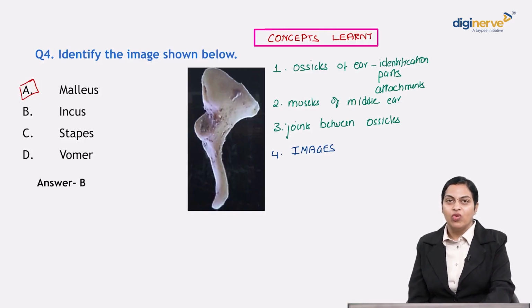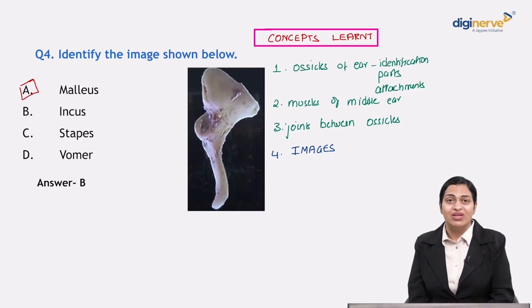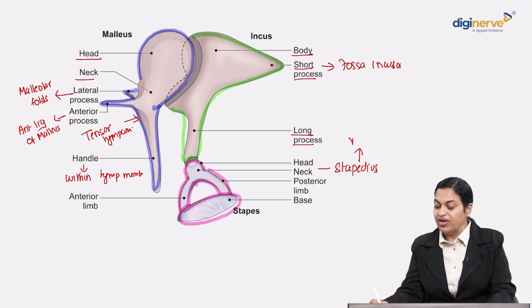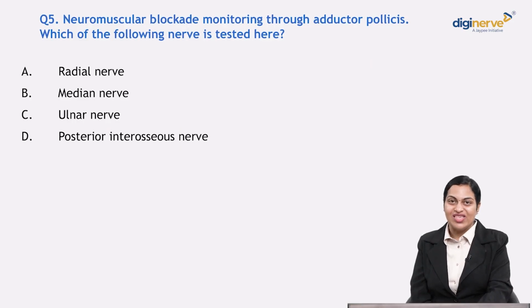So here we have seen about the joints between the ossicles, the two muscles within the middle ear, tensor tympani and the stapedius. What is the nerve supply to tensor tympani? Just now we finished, right? The mandibular nerve. And stapedius is from the seventh nerve. Again, the stapedius, which is innervated by the seventh nerve, is a derivative of the second pharyngeal arch. The tensor tympani, which is innervated by the mandibular division of the trigeminal nerve, is a derivative of the first pharyngeal arch. Let us move on to the next question.